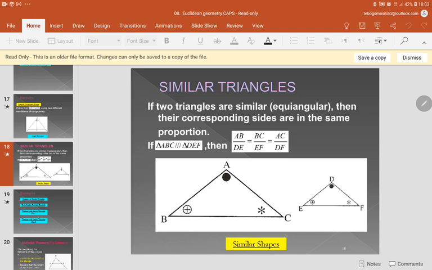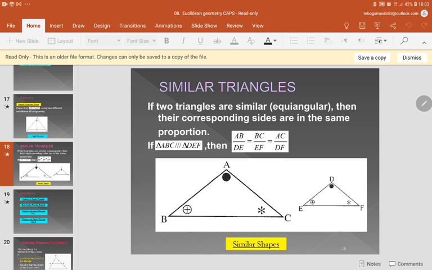Now, there are two ways to prove that two triangles are similar. Number one is by proving that their angles are equal, meaning they are equiangular. Number two is by using ratio and proportion. As it continues, then their corresponding sides are in the same proportion. What does this mean? If triangle ABC is similar to triangle DEF, it means AB all over DE must be the same as BC all over EF and AC all over DF.